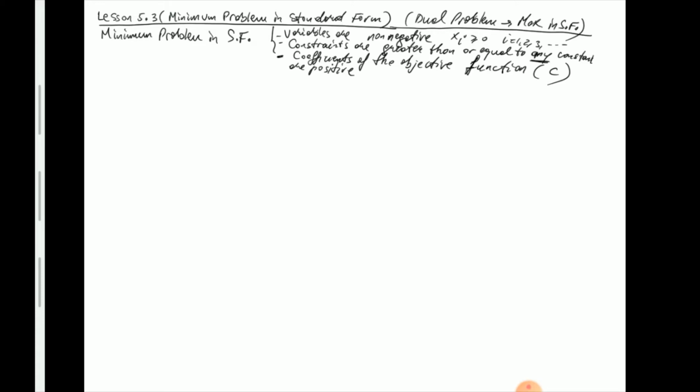So let's start with an example right away. And suppose that the constraints are given by x plus y greater than or equal to 2, x plus y less than or equal to 3, 4x plus y greater than or equal to 5, and suppose that we need to minimize the objective function c equals 3x plus y.